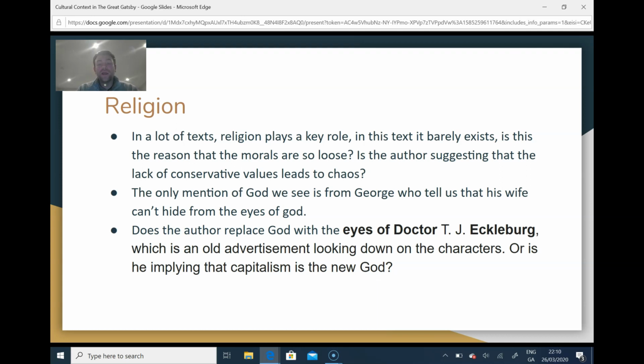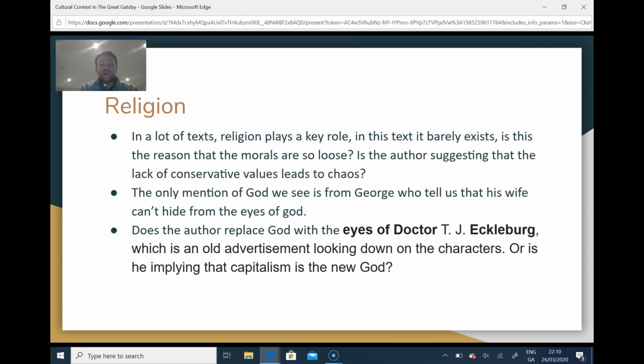Okay, so in The Great Gatsby you won't see religion either, or very little, but there is a mention. The only mention of God we see is from George, who tells us that his wife can't hide from the eyes of God. That's the only mention. Now, there is a suggestion here, and we'll look at it.